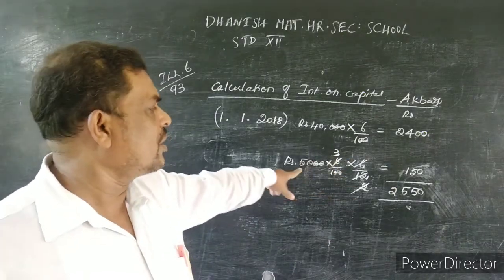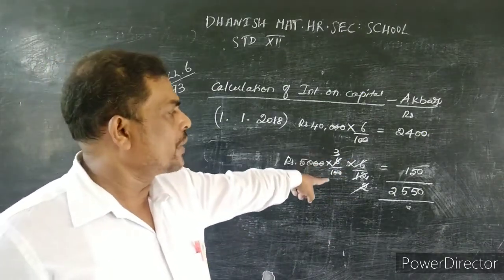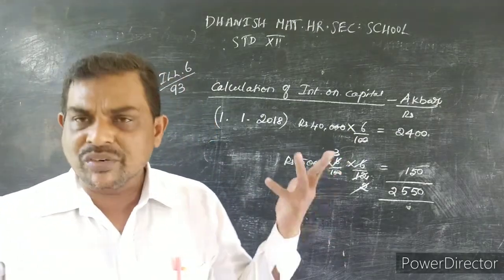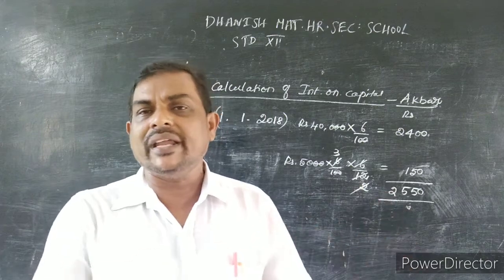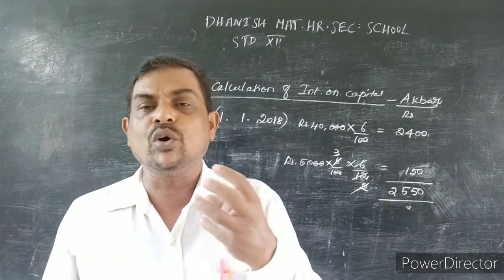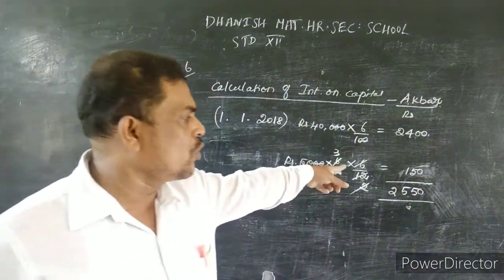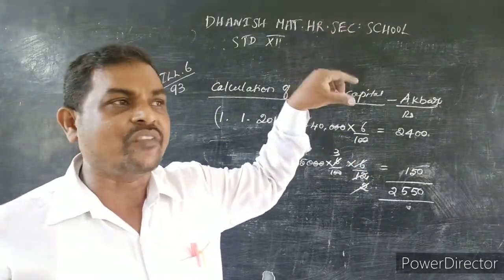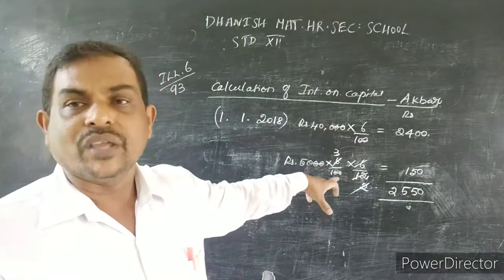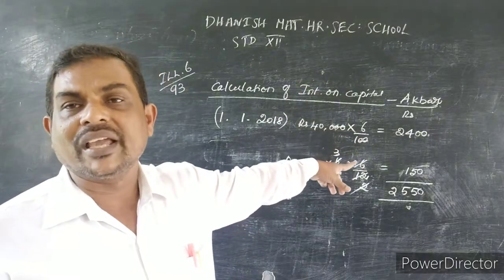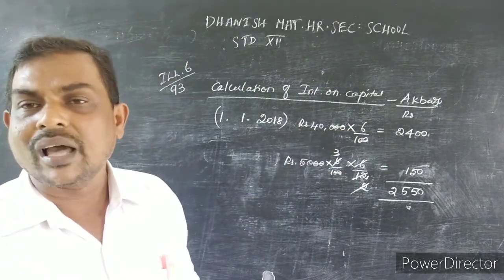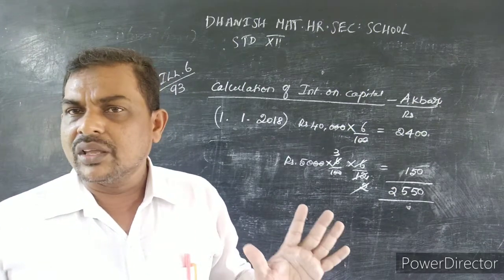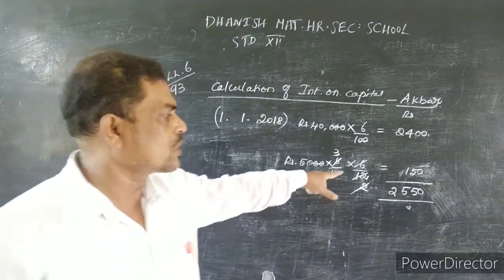So at that time we have to take the average period only. What is the average period? 5000 into 6 by 100, that is interest. That 6 by 12 is the average period because we don't know when he contributed during the year. So when we don't know the date, we have to put 6 by 12. In the previous sum we knew the date, that's why we put 9 by 12. Here we don't know the date, that's why we put 6 by 12. Understood or not?